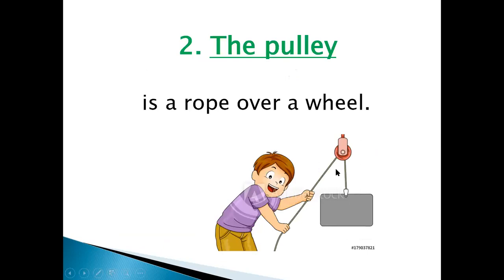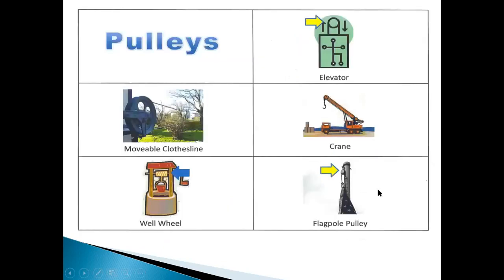Like what in our daily life? Like the elevator. Most of us, we're having elevators at home, right? So the elevator, it's using the pulley. This is the rope and it's moving around the wheel, right? So this is a pulley.